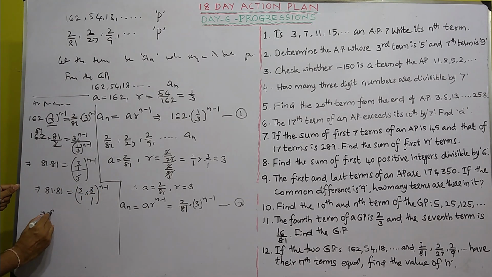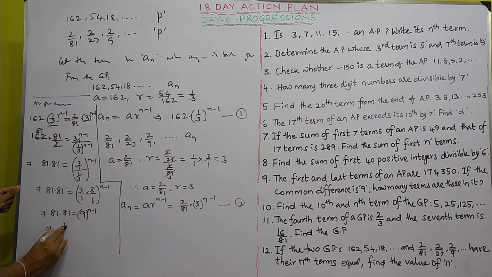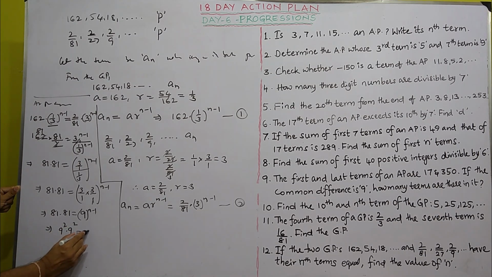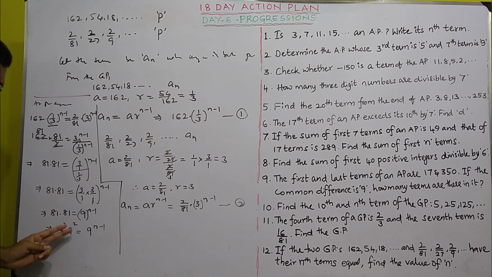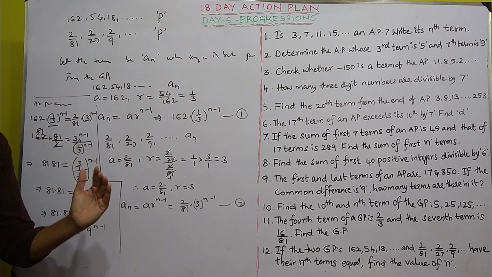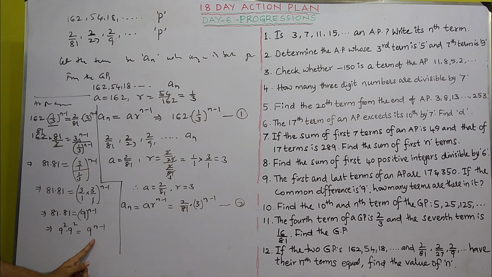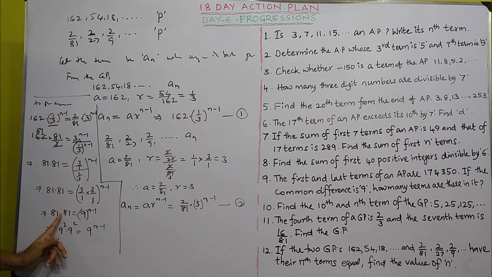So 1 by 3 becomes 3 by 1 whole to the power of n minus 1. That means 81 into 81 is equal to 3 3s are 9 to the power of n minus 1. This can be ignored simply. So this becomes 9 square into 9 square is equal to 9 to the power of n minus 1. Why did we take 9 as power? As discussed just now, it is all the logic of making the bases equal. Because 9 is here, I have tried to write it in terms of 9. Had 3 been here, I would have written in terms of 3, the base.